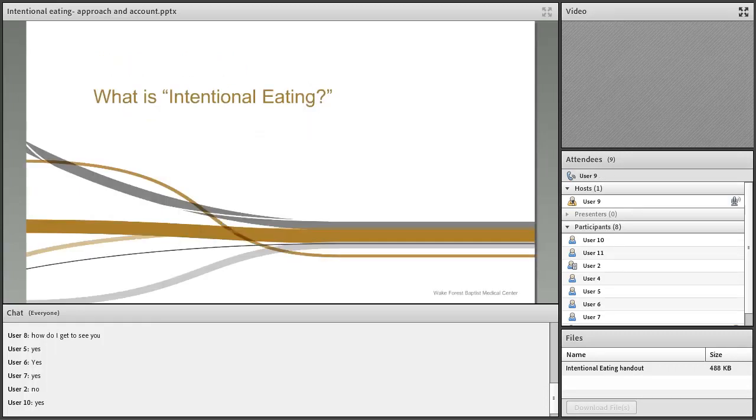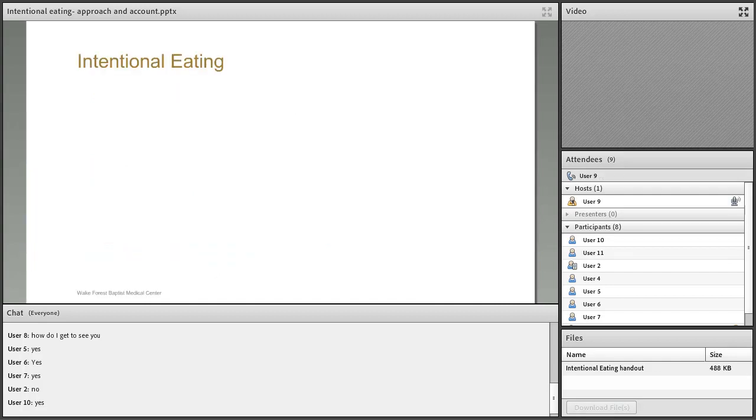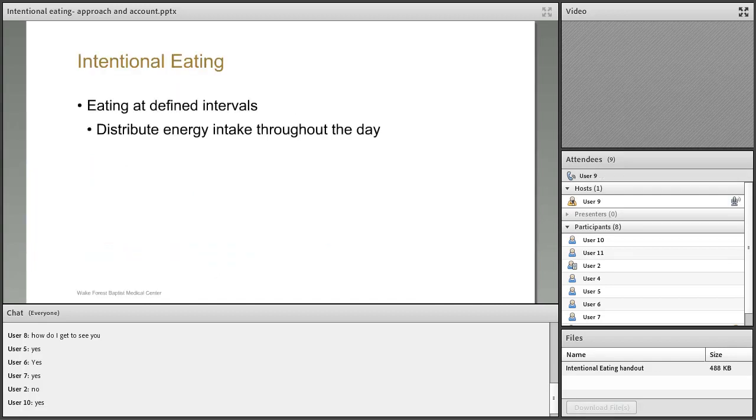So the opposite of non-purposeful eating is intentional eating. And so what do we mean by intentional eating? So first off, we think of it as eating at defined intervals where we space our calorie intake throughout the day. All right. So think about it like this.